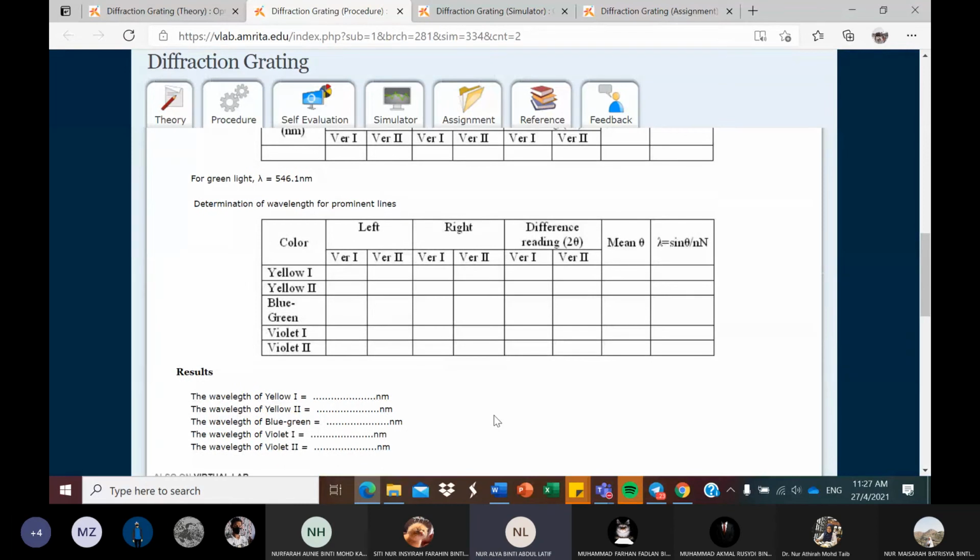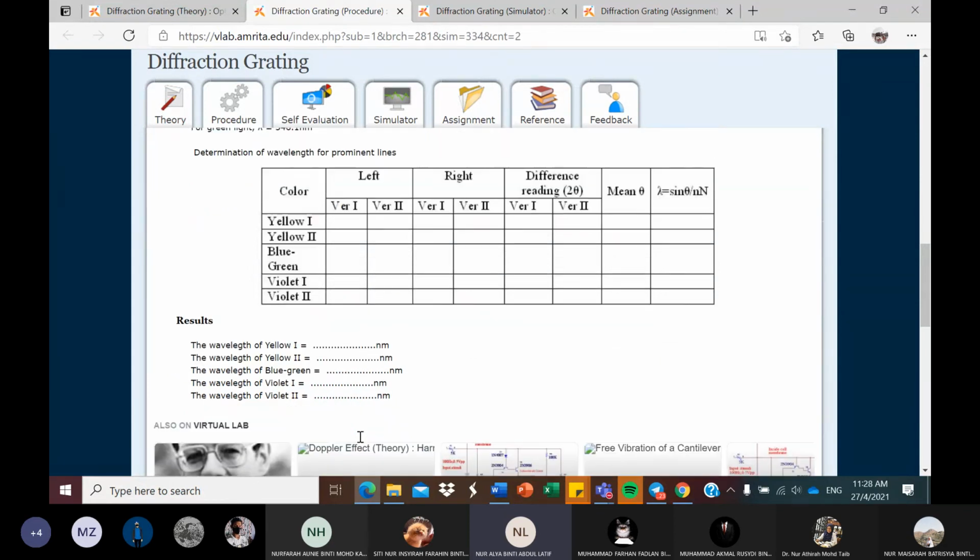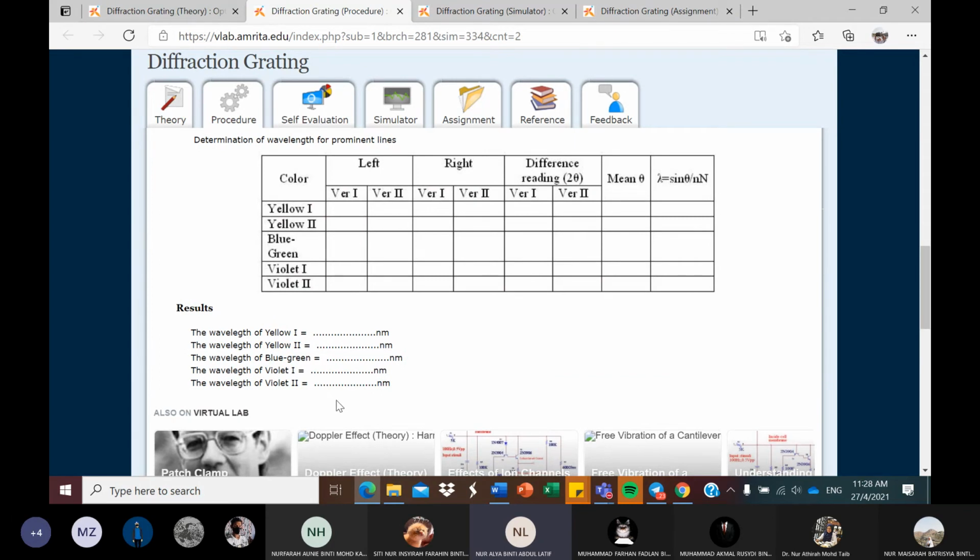Okay, then when you calculate, you will get all the wavelengths of yellow, blue-green, violet 1, and violet 2. And then for comparison, you can just search on the internet for the theoretical, the actual spectral lines of mercury.